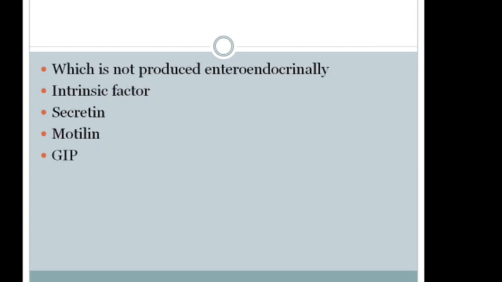Okay. Which is not produced enteroendocrinally? Enteroendocrinally means. C. Very good, because intrinsic factor is produced, secretin and GIP are produced enteroendocrinally, but motilin is not produced enteroendocrinally. Okay. Motilin, very good.